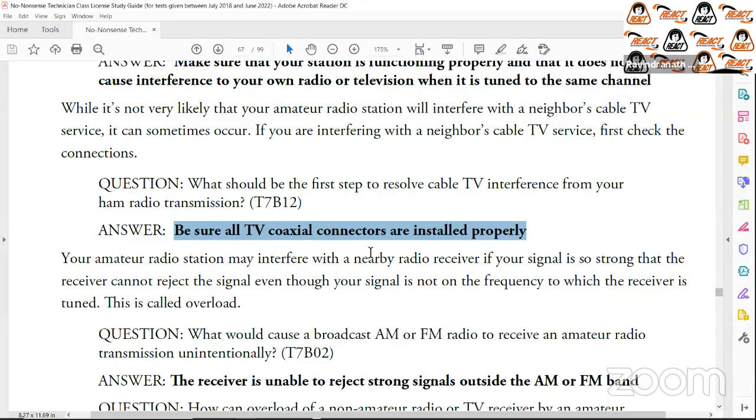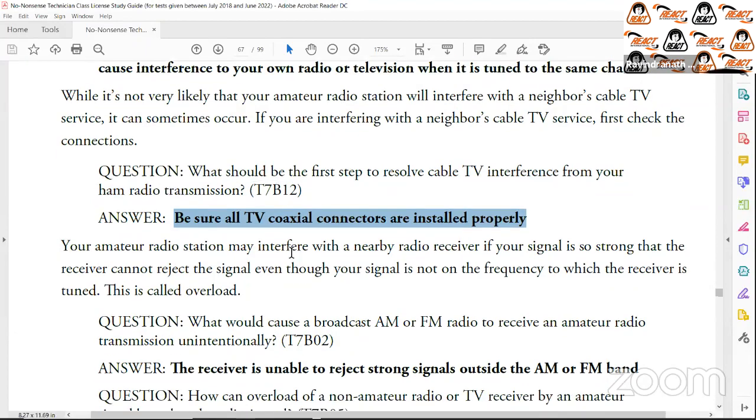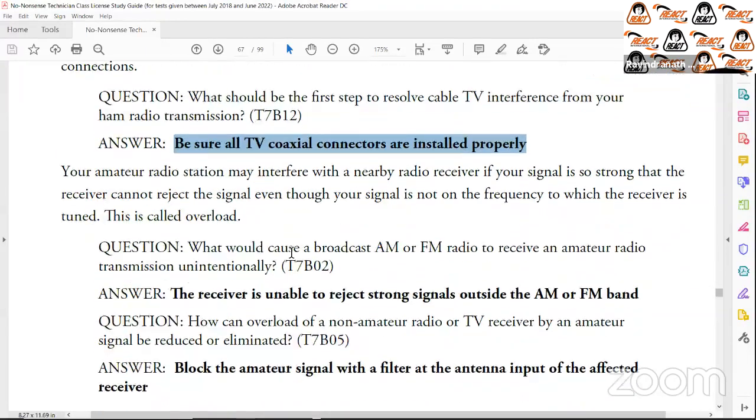So make sure that those connectors are properly installed. Make sure that it's fully in and tight. Make sure it's not only the center pin that's connected and that the screw terminals are loose, because that means you only have one connection and the shield isn't working too well. You need to push it all the way in and tighten it. So make sure that the TV coaxial connectors are properly installed.